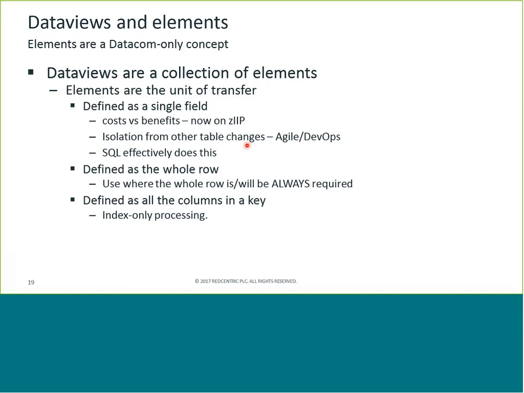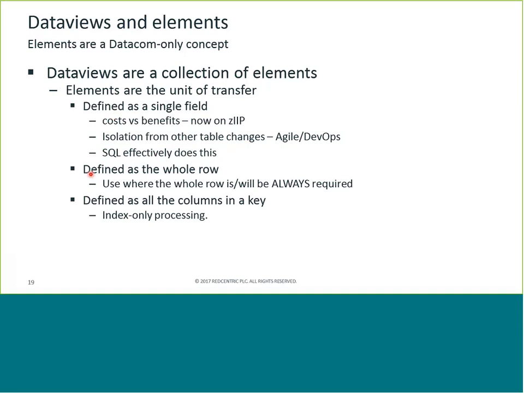If someone adds an extra column to the row or changes a column that you're not interested in in your program, then you don't have to touch your program. So there are really good benefits to this, particularly if you're agile and DevOps, and effectively SQL does this, because in SQL the column is the unit of transfer when it's returning the row.